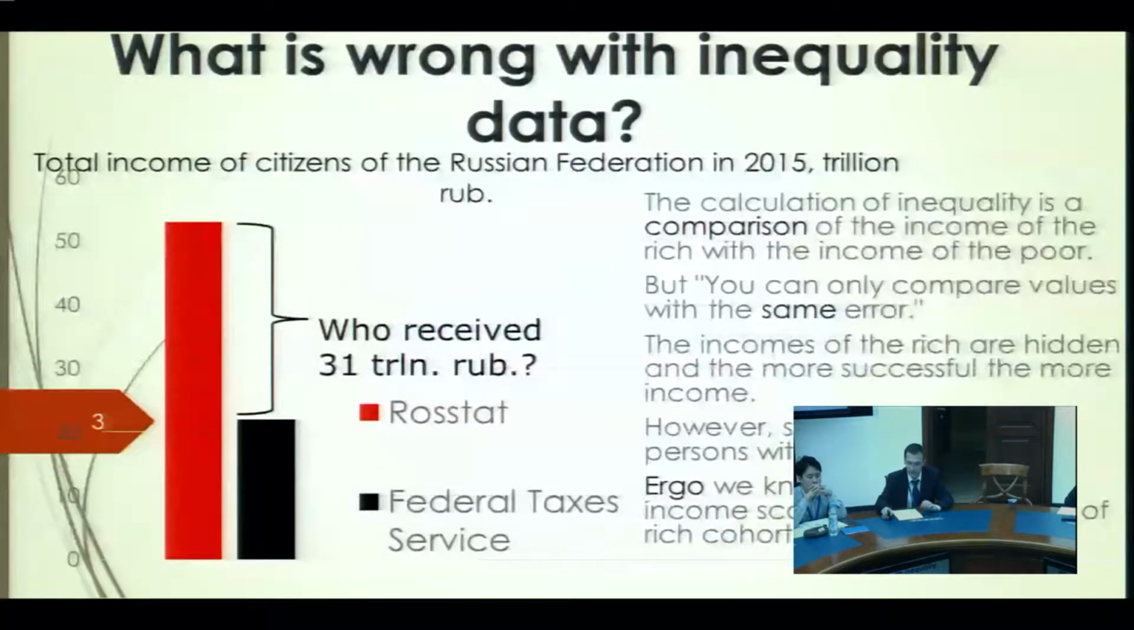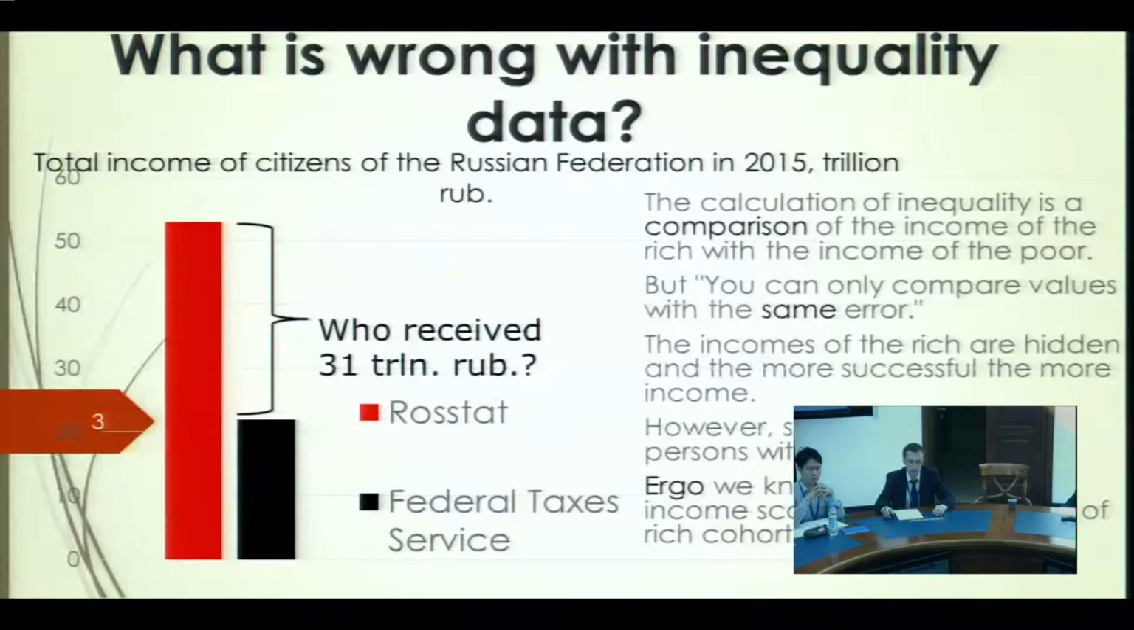What is wrong with inequality data? They are very incomplete. The data by Eurostat and the Federal Taxes Service are both official, but very different. Who received 31 trillion rubles? The calculation of inequality is a comparison of the income of the rich with the income of the poor, but you can only compare values with the same error. The incomes of the rich are hidden, and the more successful, the more income, and the errors are very big.